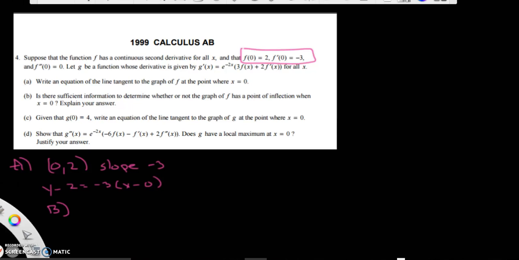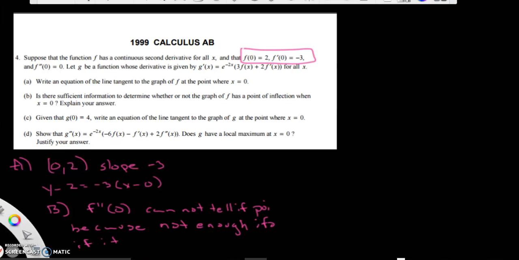Part B. Is there sufficient information to determine whether or not the graph of f has a point of inflection when x equals 0? No, we answered that before when we were reading it. F double prime of 0 cannot tell if POI because not enough info, if it changes signs.